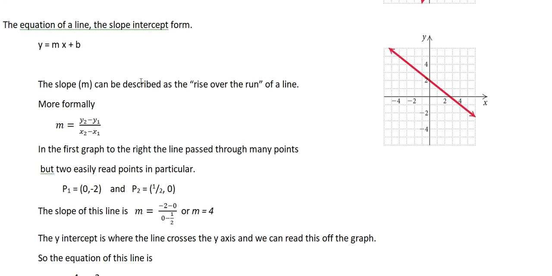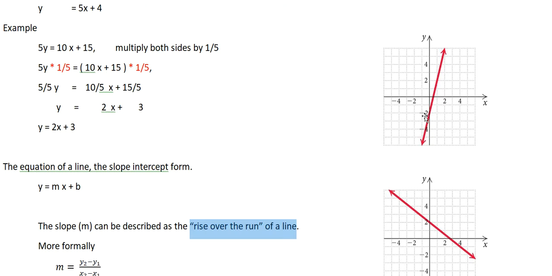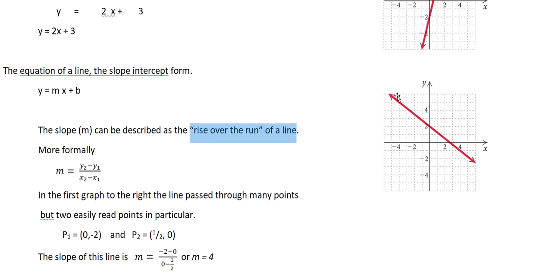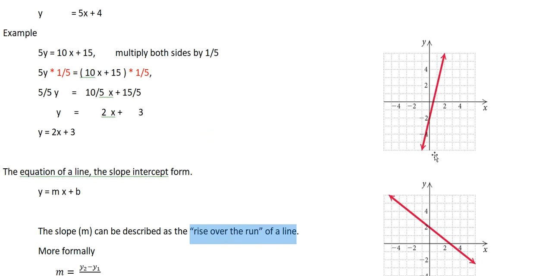So let's talk more about this standard format. The equation of a line, the slope-intercept form, is y equals mx plus b. We're going to work with that a lot, so you can become very familiar with it. The slope, m, can be described as the rise over the run of a line. If we take a look at this graph, we can see that this line is generally increasing to more positive values as we run toward more positive values of x, while this one is going toward decreasing values. So we would say that this one has a positive slope and this one has a negative slope.